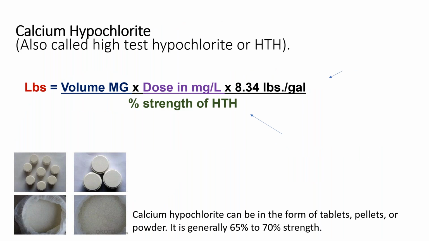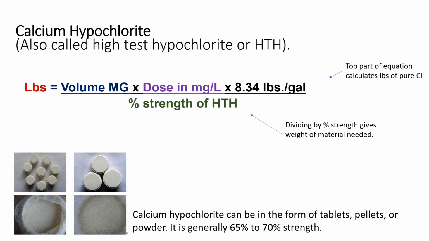Now let's move on to the solid form of chlorine, calcium hypochlorite, also called high test hypochlorite or HTH. This is generally 65 to 70% strength, and you'll notice the top part of that equation is the pounds formula. There we're calculating how many pounds of pure chlorine we would need to feed, and then we divide on the bottom by the percent strength. That gives us the actual weight of material that we need. So we're going to need a little more weight of this material than the gas, because it's not 100% strength. It's not pure. It's 0.65 to 0.7. When we divide by the percent strength, we're actually dividing by the decimal equivalent. So 65% is going to be 0.65, for example.